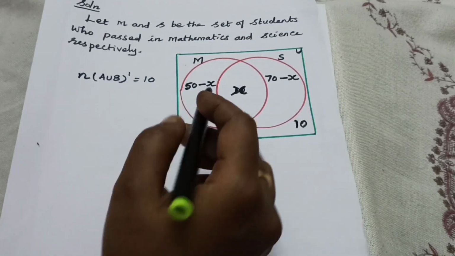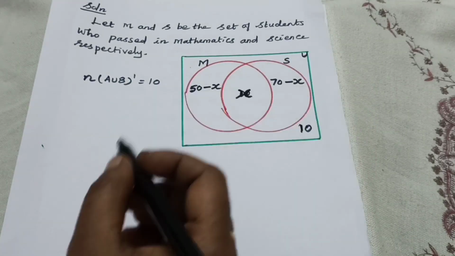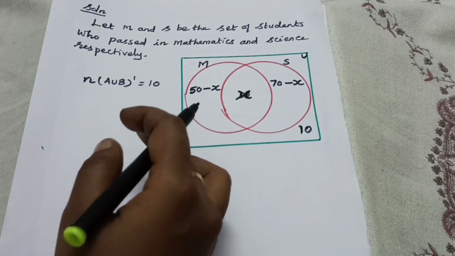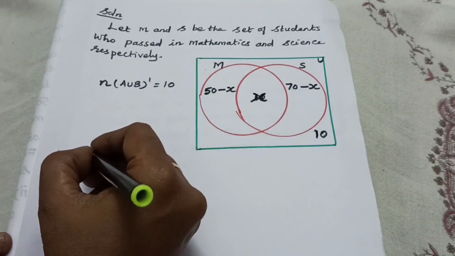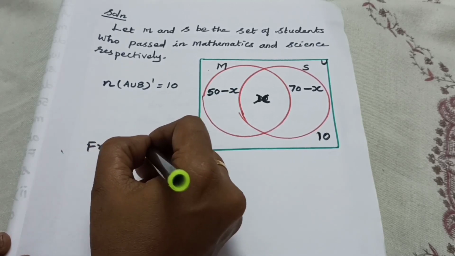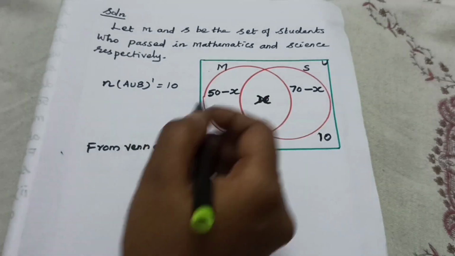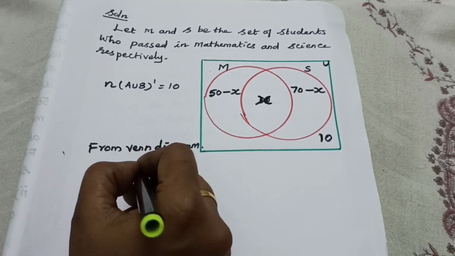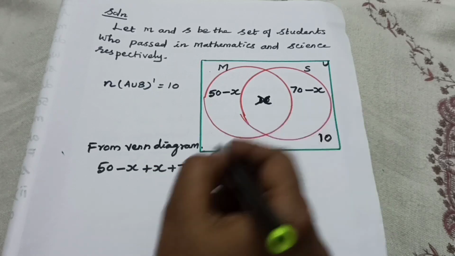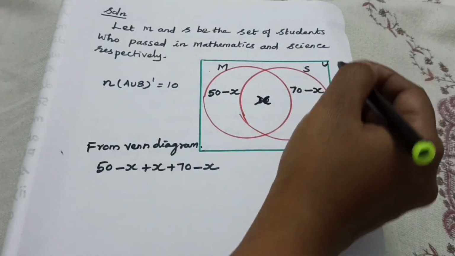So here fully, how many of them pass, how many of them fail? Together, how many students? Total number of students out of 100, isn't it? The percentage is given, so we are taking it like this. Okay. Then from the Venn diagram we can write: total 50 minus x plus this x plus 70 minus x, then plus this 10 also. Together how much? 100.